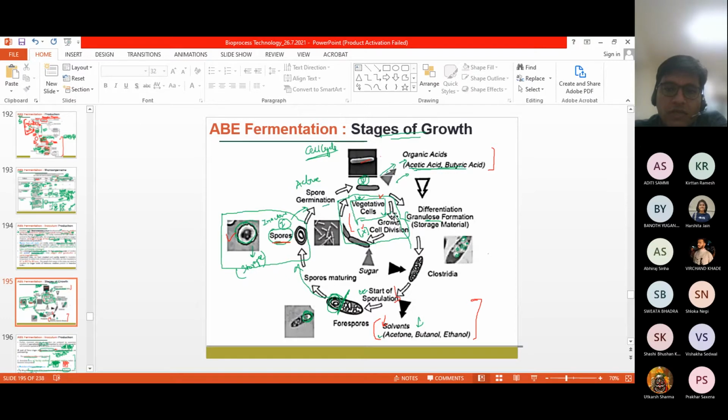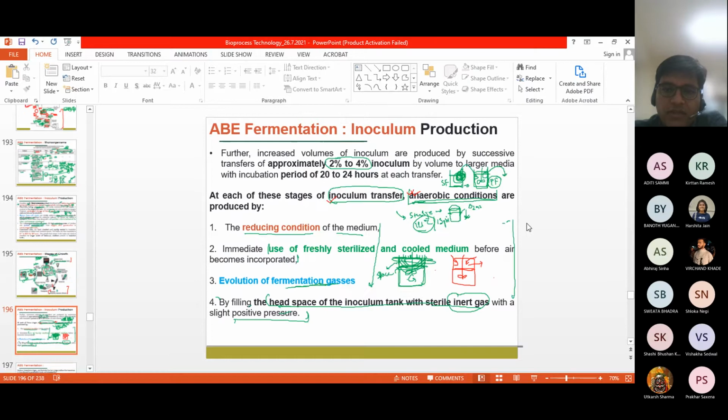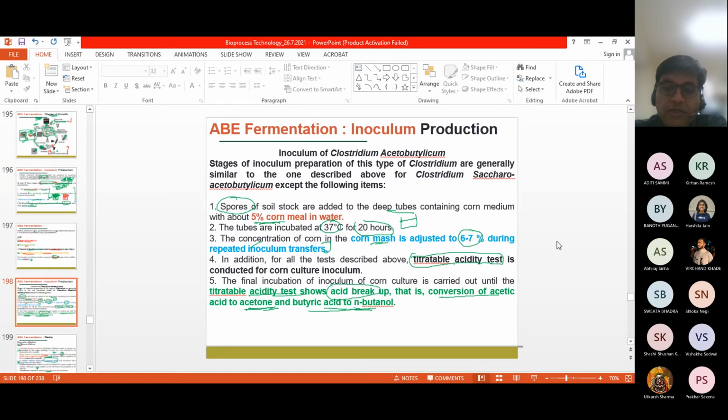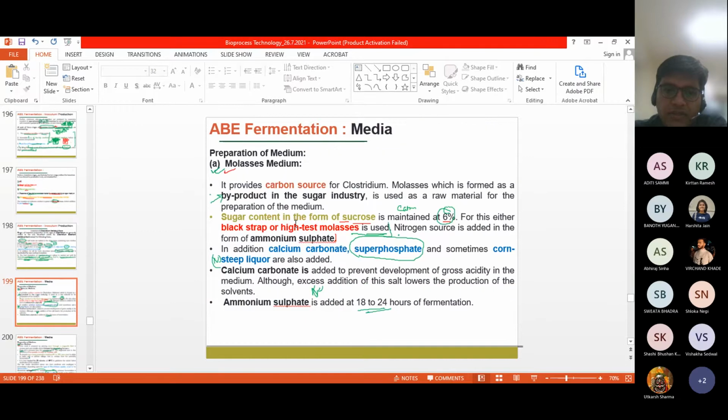Okay, so for that we have to optimize your media components. Okay, what are the basic things that are required to make sure that we have the spore formations, right? So we have looked into those things in detail. Along with that, we have seen what are the media components, like mostly we used the cornmeal, or we have the sugar, means we have the molasses. Okay, so the molasses, which contains the sugar concentration at around 6%, can be used as a carbon source.